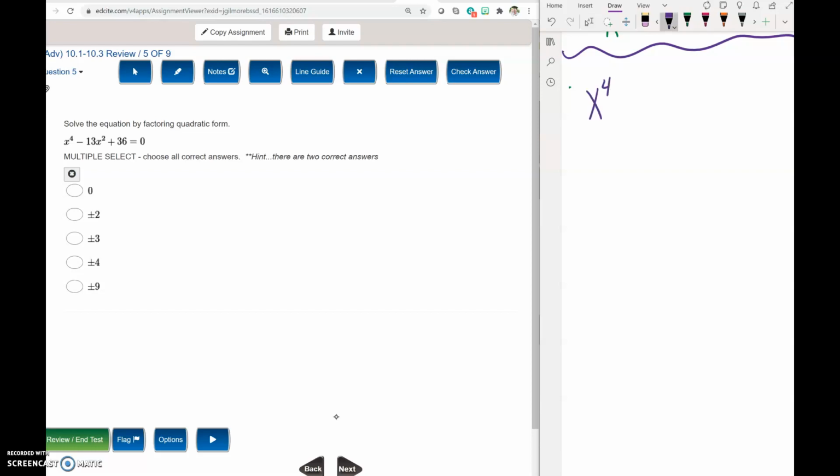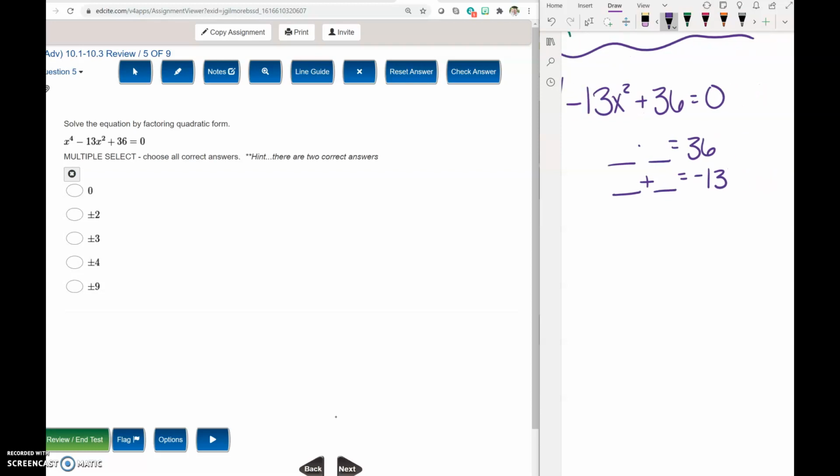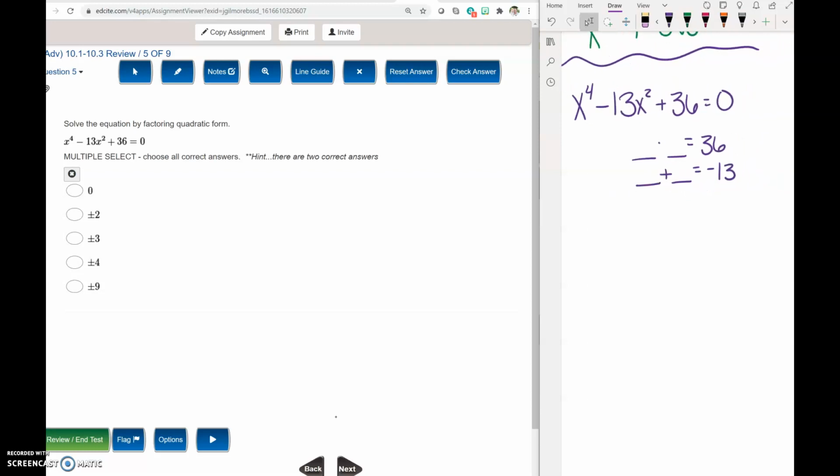This is factoring in quadratic form. We approach this the same way we factor trinomials. We're looking for 2 numbers that multiply to give us 36. Those numbers need to add up to negative 13. Okay, 36 is kind of a tricky one because there's a lot of ways that you can multiply to get 36. 1 times 36, 2 times 18, 3 times 12, 4 times 9, 6 times 6. I think 4 and 9 is going to work for us.